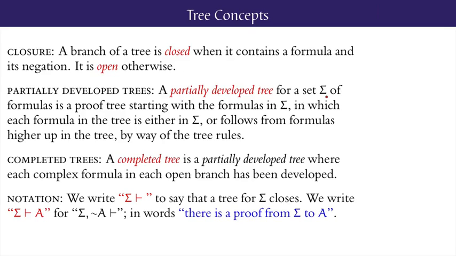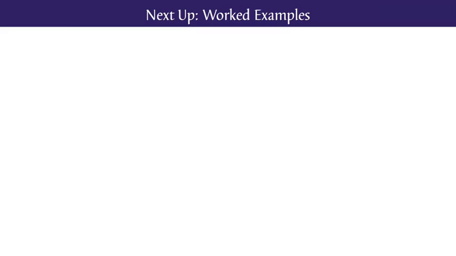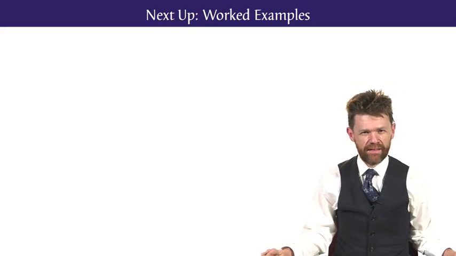For the argument to be valid, we need there to be no way where the premises are true and the conclusion false. If the tree for the premises and the negation of the conclusion closes, that's exactly what it shows. So we say sigma turnstile A in exactly this case, when the tree for sigma and not A closes. This closed tree represents a proof from sigma to A. Now that's it for tree rules. In the next lesson, I'll work through some examples so you can get a good idea of how the rules are applied.